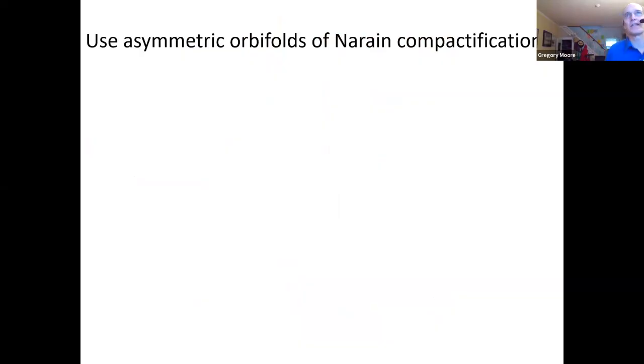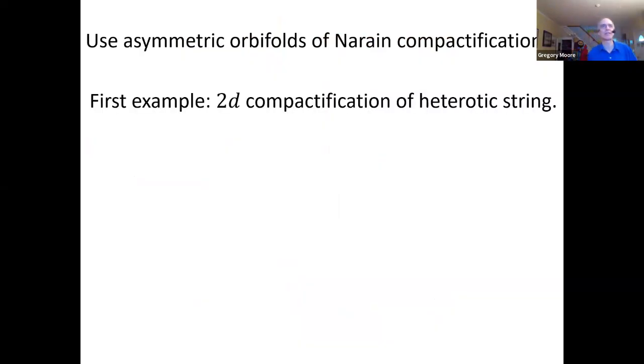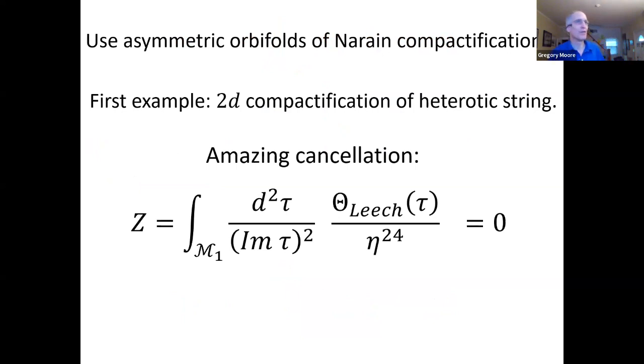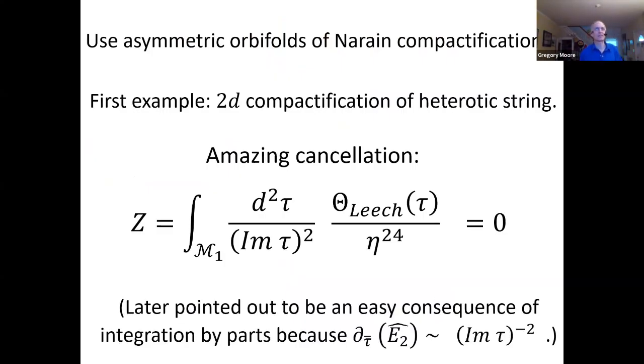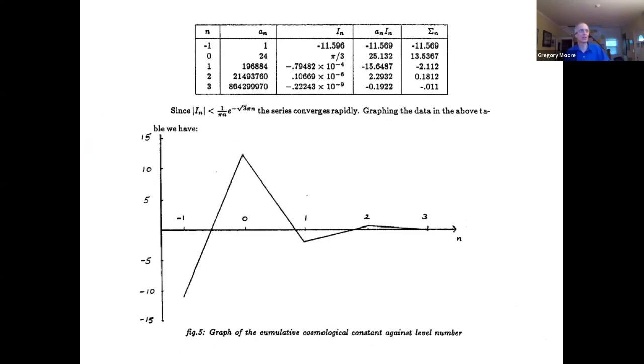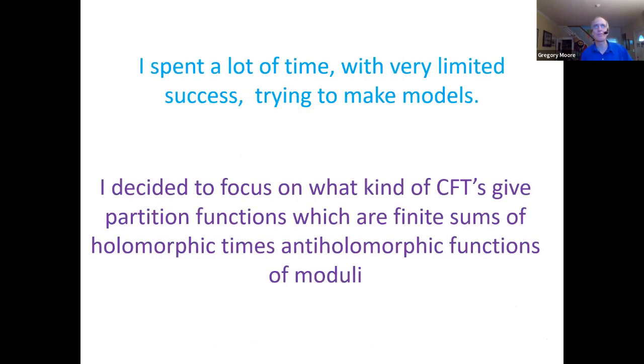An obvious place to start is asymmetric orbifolds of Narain compactifications. My first example was a 2D compactification of the heterotic string, which led to an amazing cancellation: if you integrate with a natural measure, the theta function of the Leech lattice over eta to the 24, you get 0. Well, it was later pointed out to me that this is an easy consequence of integration by parts, but I didn't know that at the time. And so I plotted the cumulative cosmological constant as a function of the masses of the higher and higher massive particles. And you got this cumulative cosmological constant converging rapidly to zero. So we were all very impressed with that.